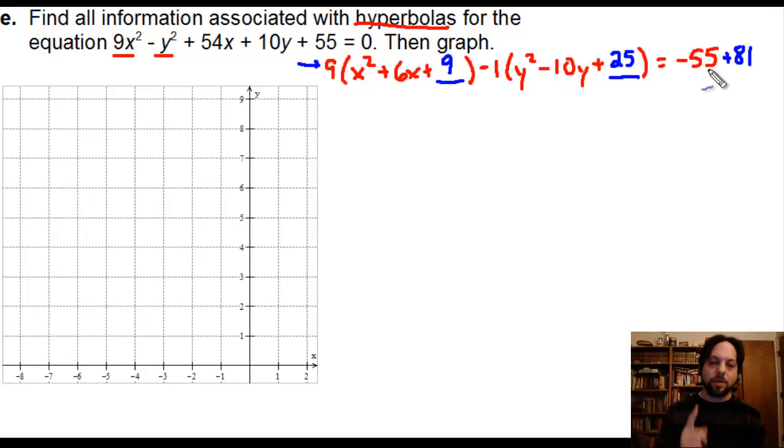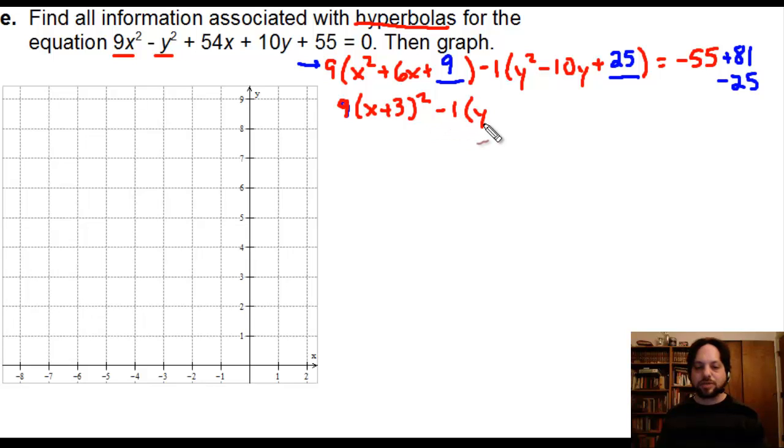Again, no. Be very careful. I did not add 25 here. I actually subtracted a 25. And so I will do the same over on the right side. All right, so I'm looking good so far. This will give me 9 times the quantity x plus 3 squared. All good there. And over here I'll have minus 1 times the quantity y minus 5 squared.